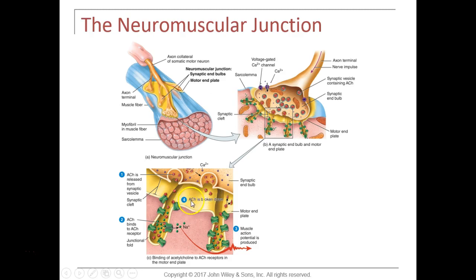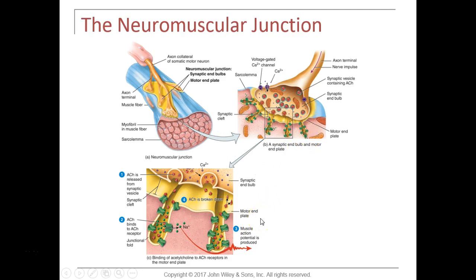Acetylcholine is abbreviated ACh. So the only place we have acetylcholine receptors is on the piece of the sarcolemma that is at the neuromuscular junction, in which case this little patch of sarcolemma has a special name. It's called the motor end plate. So the motor end plate is the only place that we have acetylcholine receptors.